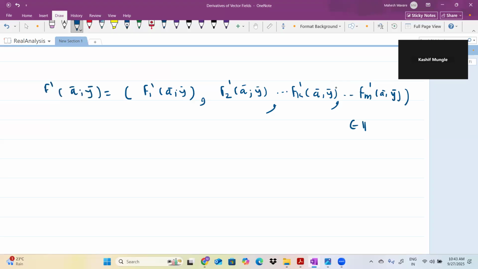So this must be part of the codomain, that is Rm. And whatever a bar and y bar you are choosing, they are part of Rn. They are part of S, and S is a subset of Rn, the region S on which F is defined. It is not necessarily defined for the whole of Rn. At some point, it may not exist, so that's why the specified S is mentioned there.